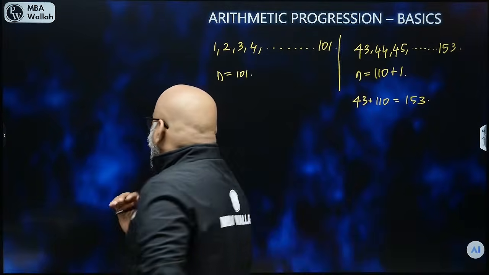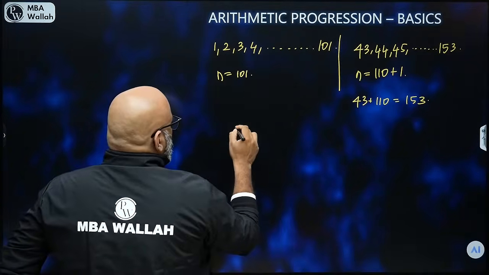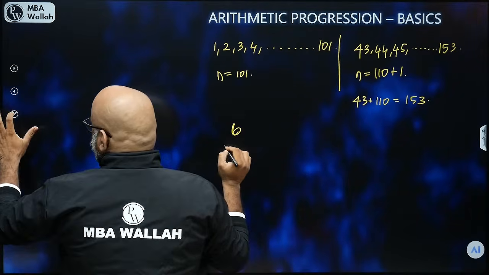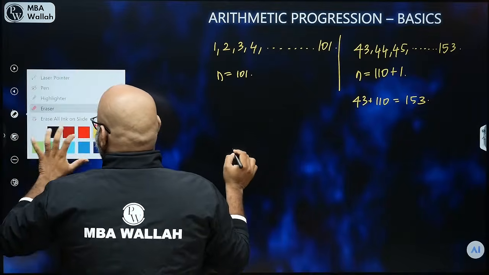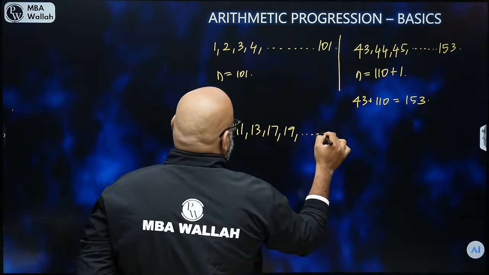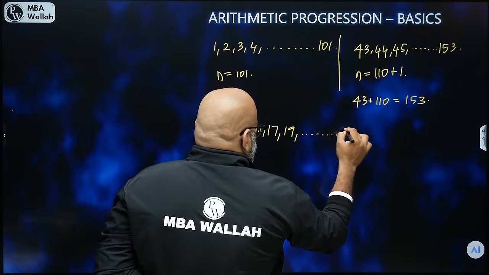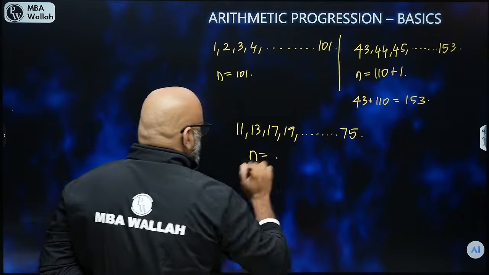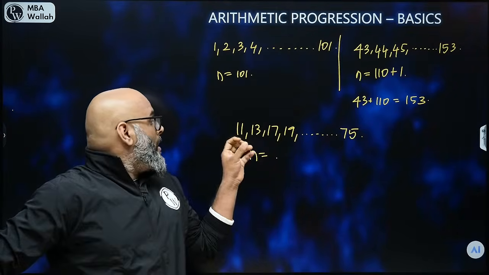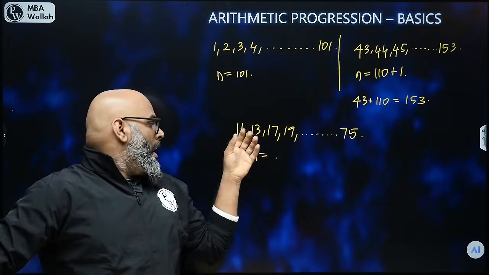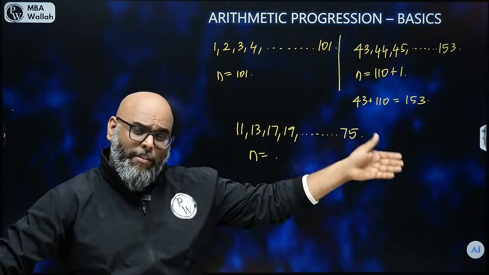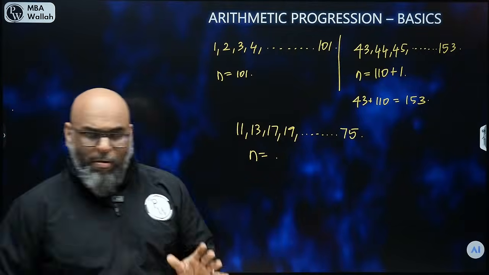Okay. Now, if I say 11, 13, 15, 17, 19 until 75. How many terms are there? What is the n value here? Starting from 11 going till 75, it increases by 2 each time. 11, 13, 15, 17, 19 and so on till 75. What is the value of n here?